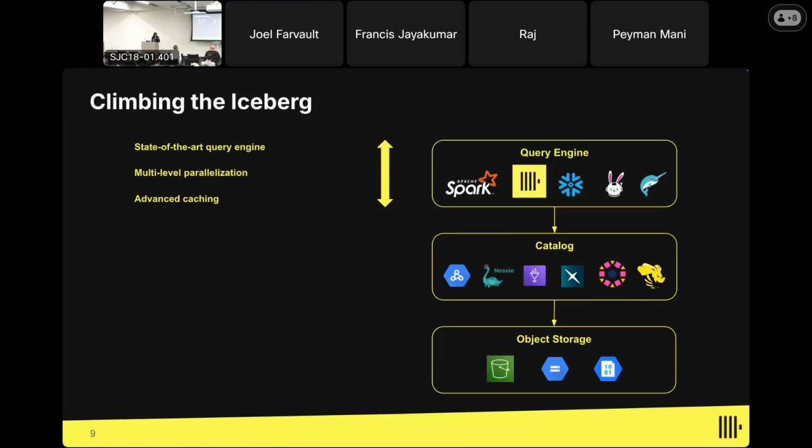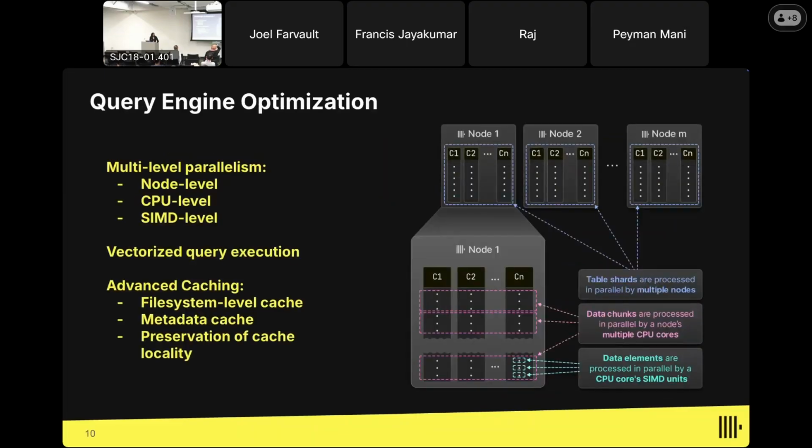And the next was the multi-level parallelization, which we already do for ClickHouse native workloads. So we said that's something that we can extend to Iceberg as well. And the advanced caching, really, we've heard several times in other talks today that this is very, very important when it comes to performance. So what we're doing with the query optimization, I mentioned multi-level parallelization. What does this mean?